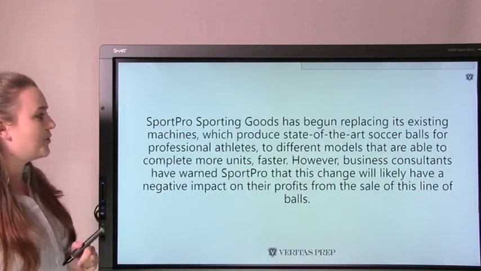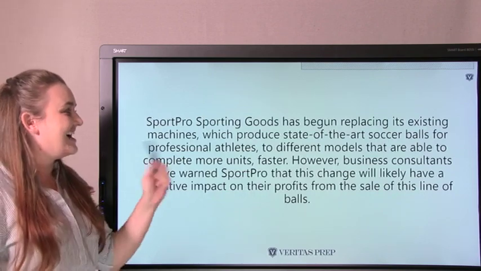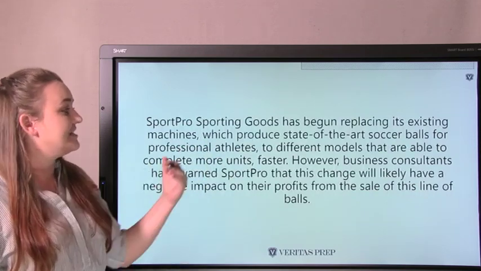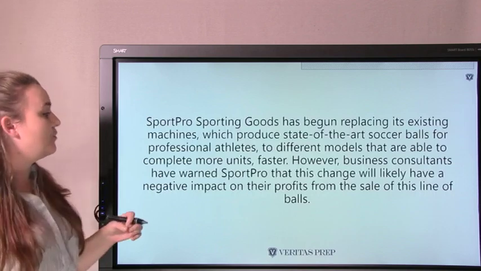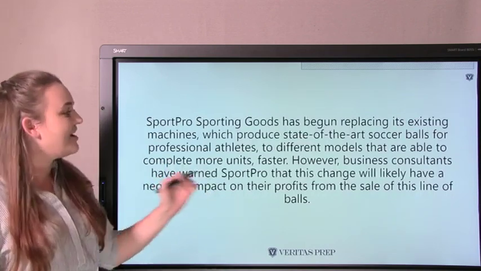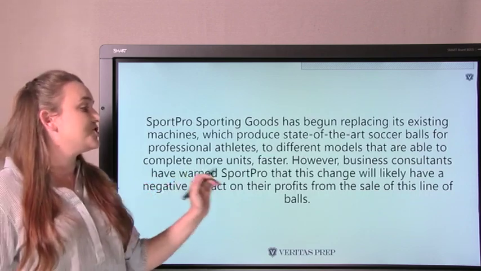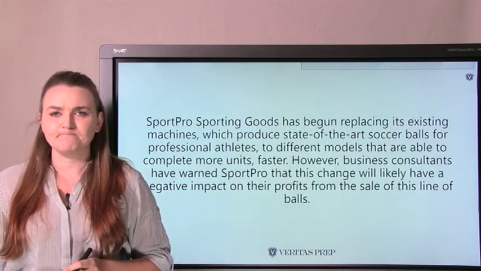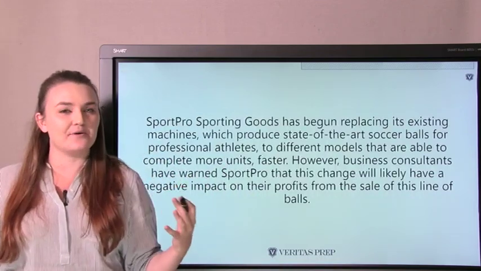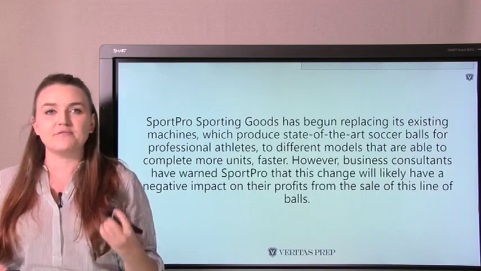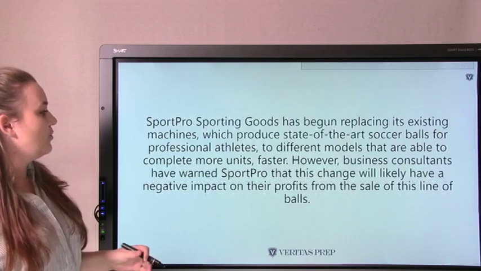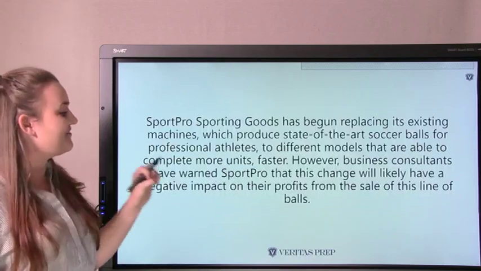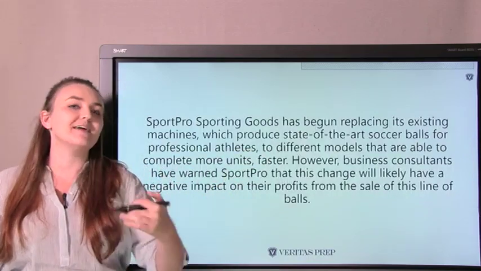Now I've got Sport Pro Sporting Goods, and Sporting Goods has begun replacing its existing machines, which produce state-of-the-art soccer balls for professional athletes, to different models that are able to complete more units faster, basically. However, business consultants have warned Sport Pro that this change will likely have a negative impact on their profits from the sale of this line of balls. So once again, now I've broadened things out a little bit, but I've still tried to keep it at a pretty relatable point. So if we're saying that we'll be able to produce more units faster, however, this will have a negative impact on profits, how might that be the case?